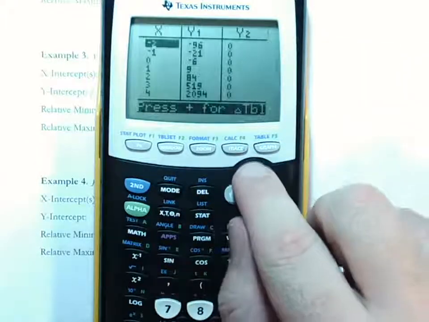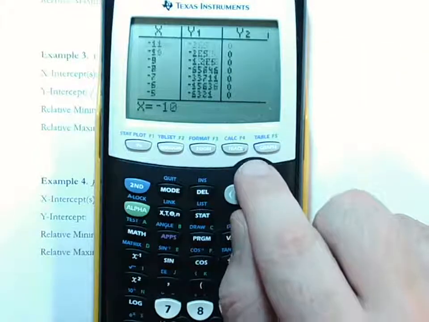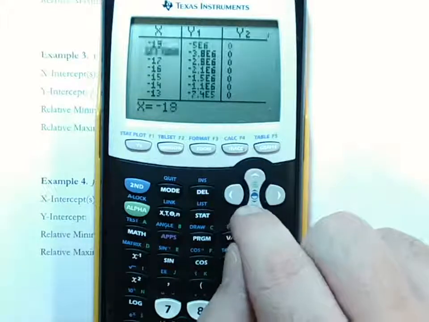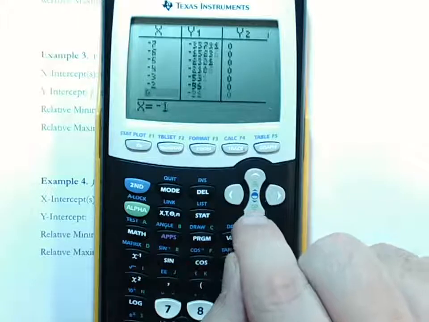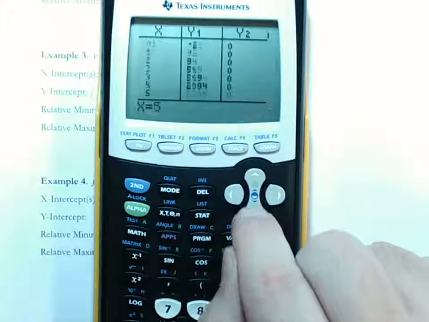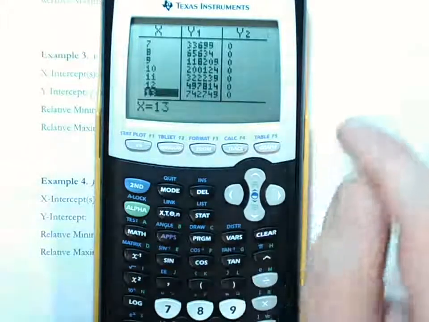Certainly one way to tell is to go to the table. Anytime there's a sign change, it's crossed the x-axis. But I'm not seeing sign changes here. Let's see, there's 1. And that's it. So I guess it's just the 1.